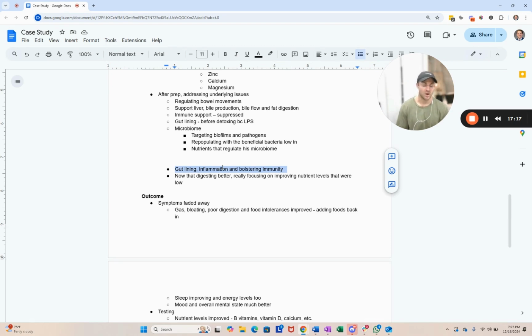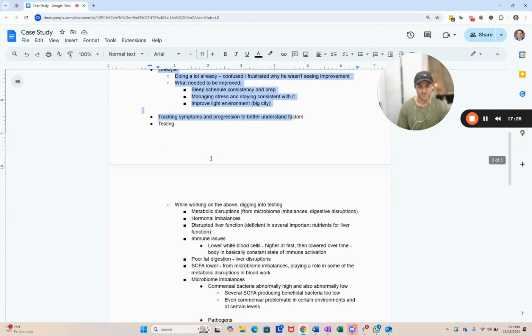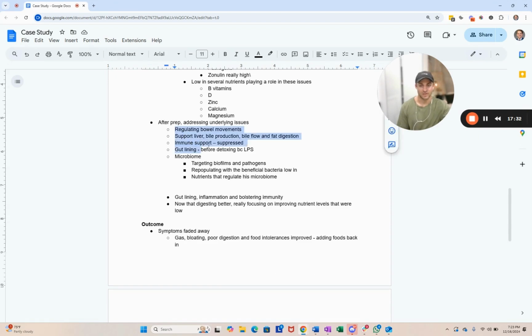Timing wise, it took a while. So what I think is really important to understand here is this prep, these things that we focused on up here, the very, very basic things, the structure of his diet and all that, that was 2-3 weeks of focusing on that, going through regulating bowel movements, focusing on gut lining, immune system support, all of that. Another 3-4 weeks of really thoroughly going through and focusing on these things. Then targeting the pathogens directly, going through and rebalancing his microbiome.